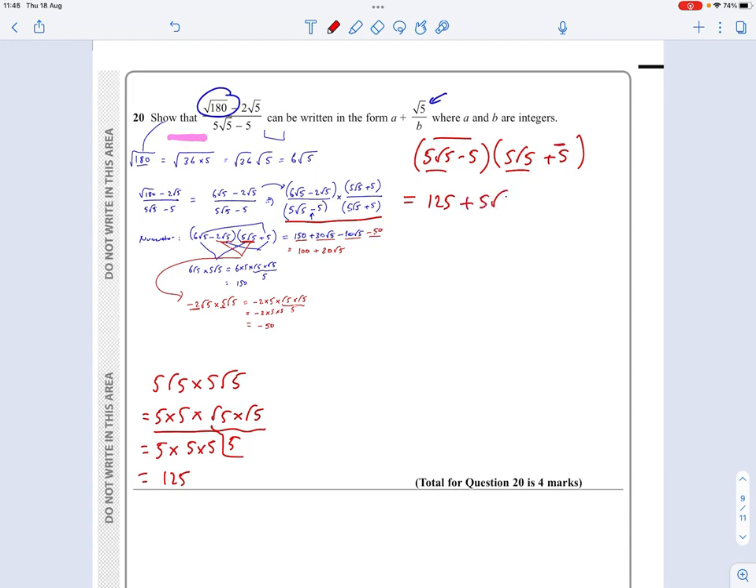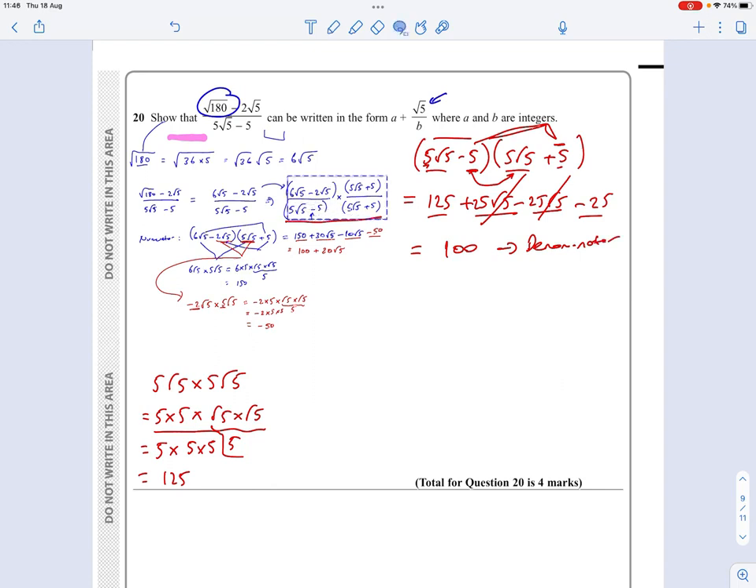5 root 5 times 5, that's going to be plus 25 root 5, right? 5 times 5 is 25. Then minus 5 times 5 root 5 is going to be minus 25 root 5. You can see this and this will cancel. They are like terms, one is plus, one is negative, same magnitude. Gone. And then at the end, we also need 5 times minus 5, which is minus 25. So we end up with 125 take away 25, which is 100. So the denominator is 100.